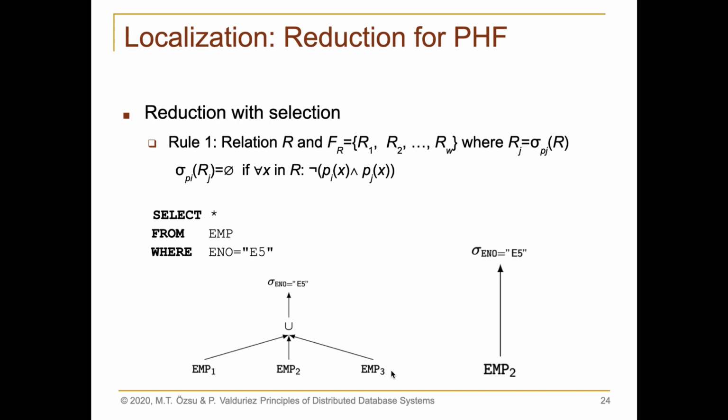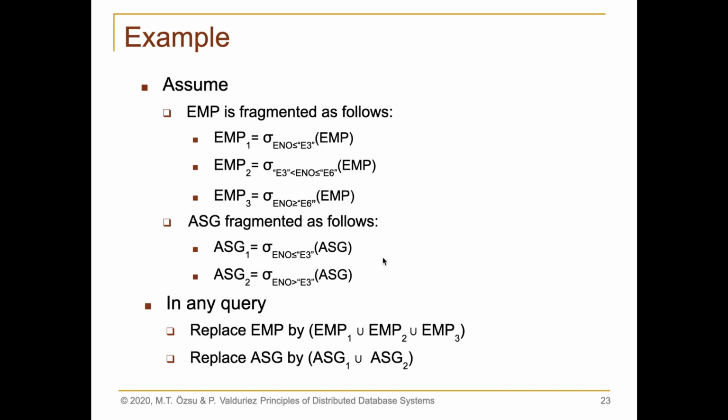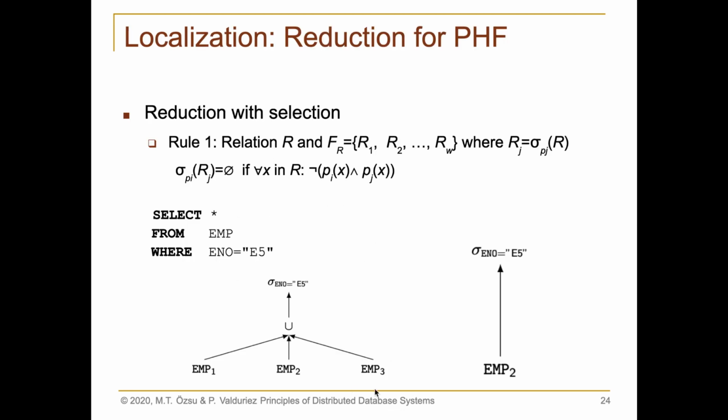When we go to employee 3 subrelation, to recall from what employee 3 is constructed, employee 3 is constructed from tuples whose employee number is greater than or equal to E6. In our condition, this subrelation cannot satisfy the criteria employee number is equal to E5, because all of the tuples in employee 3 are greater than or equal to E6. So for that purpose, we eliminate employee 3 again.